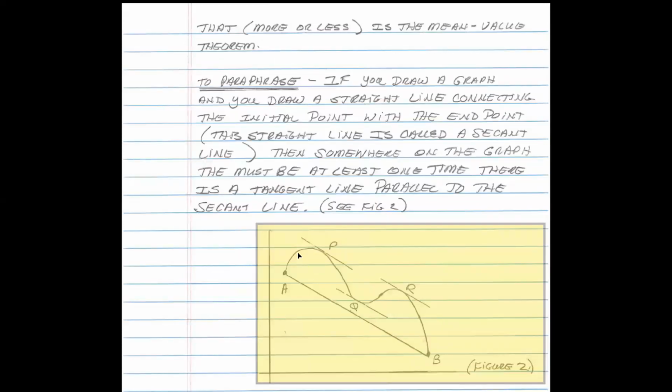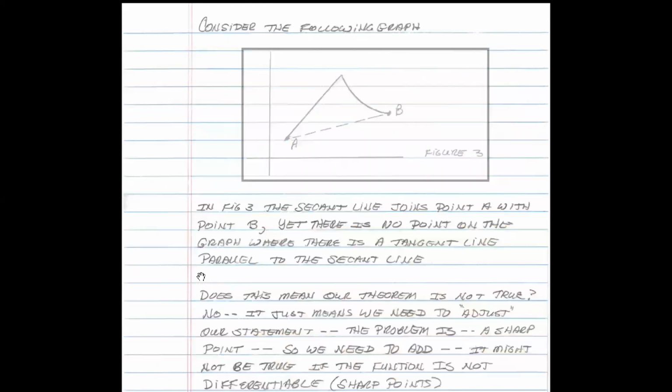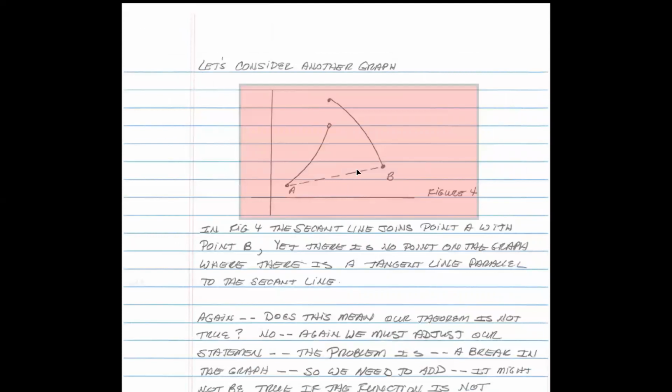Now, come back here. Suppose I made a break in the graph here. I could still find the tangent lines, but we're not saying if it has a break in it that there are no tangent lines. What we're saying is if it's not continuous, we cannot guarantee a tangent line.